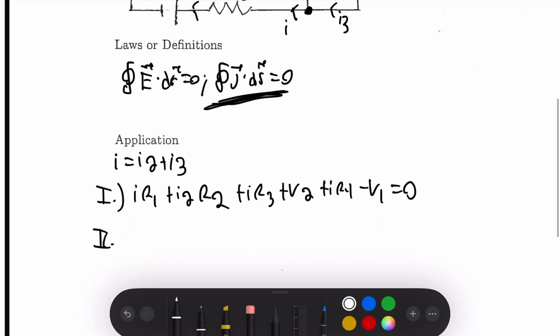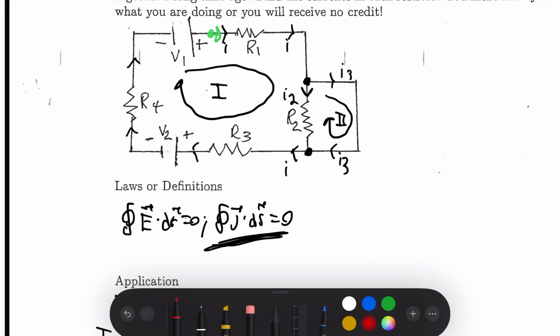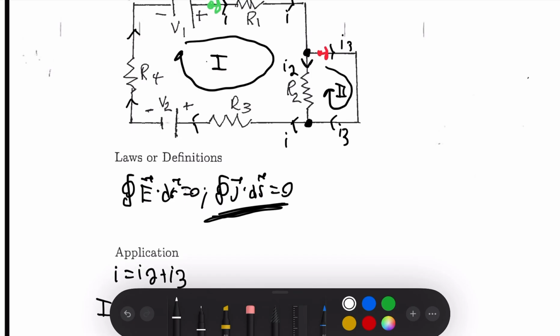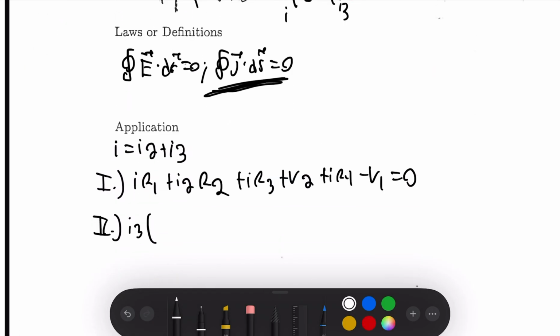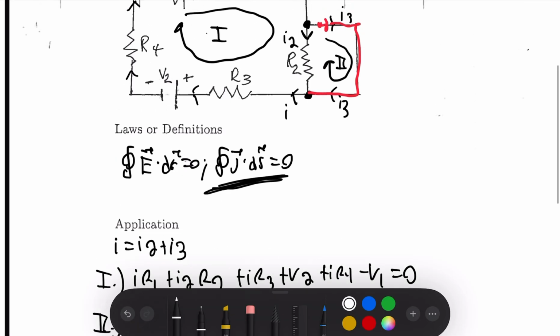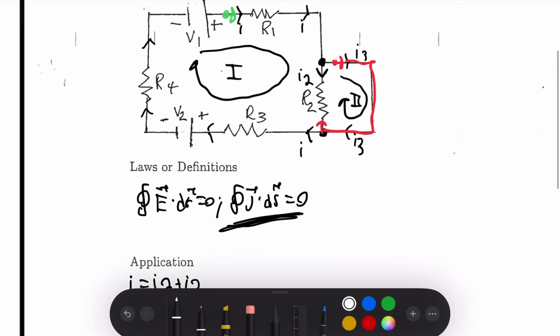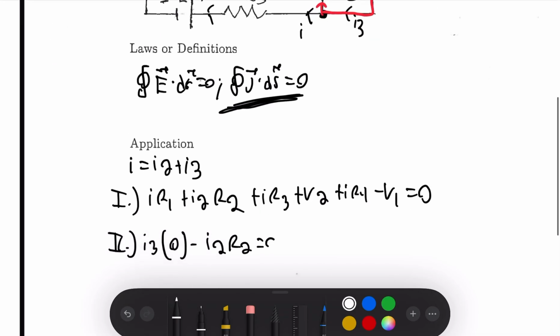And then for my second loop, if I start on this red dot, I have a current I3, but it never comes into contact with any resistor at all, right? So for that section, this red section where the I3 flows, it has a resistance of 0, right? And then when I go up now, I'm going the opposite direction of my current because I defined I2 as coming down, but I'm going up. So that's going to be negative I2 R2 is equal to 0. So we have 3 equations, 3 unknowns. We should be able to solve this.